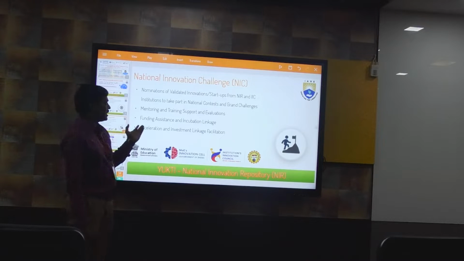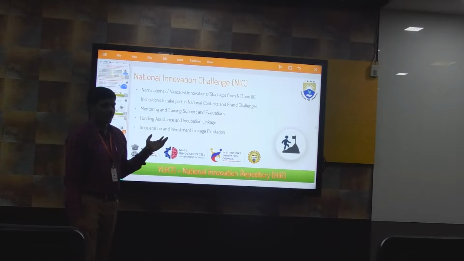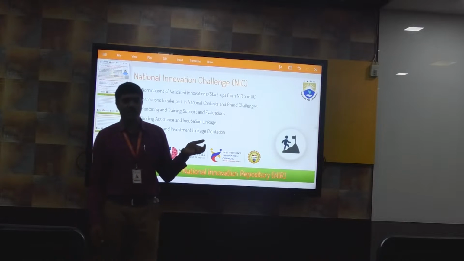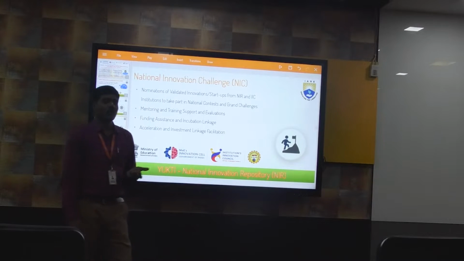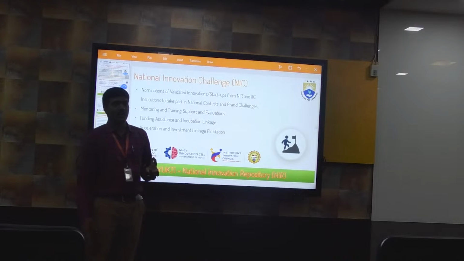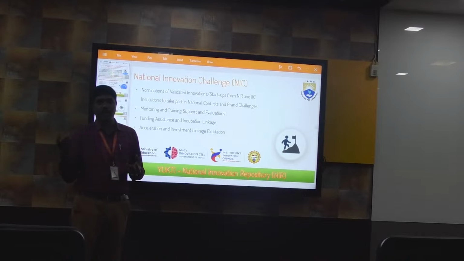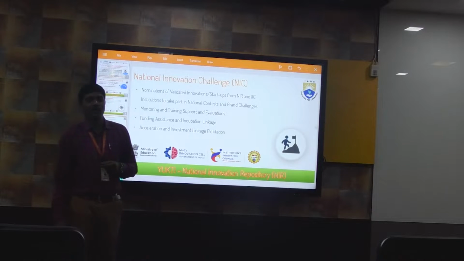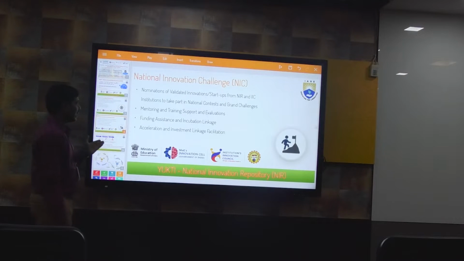Funding assistance and incubation linkage. They mentioned this earlier when they opened this Yukthi portal. Sometimes there may be some schemes from the government end. They are going to evaluate the submitted ideas at the second level. These ideas will be directly linked to some of the schemes, and they are going to give funding to the students from this particular NIR.